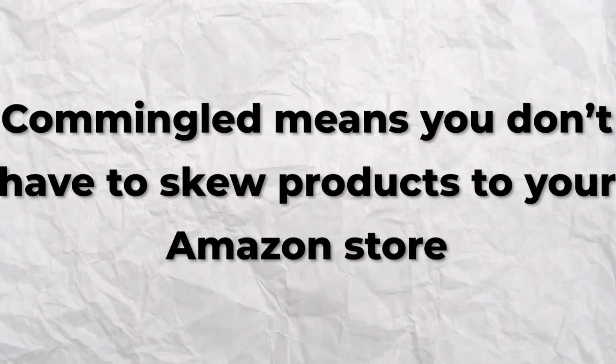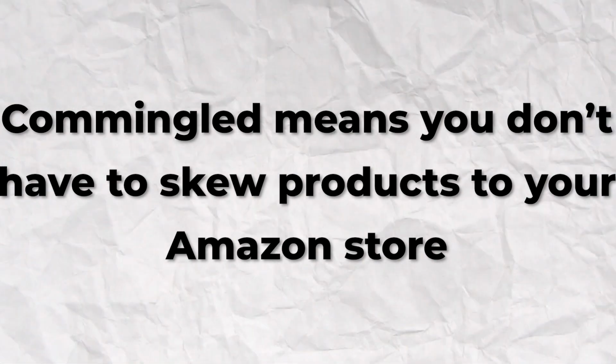Overall, I hope this video helped you guys out. I really want you to understand what commingled versus non-commingled is, and to quickly recap, commingled just basically means you don't have to SKU it to your actual Amazon store. You can just send it in, and then on the buy box, whatever price you sell it at, that's your profit. And with Amazon barcodes, which is not commingled, you literally have to SKU every single product.